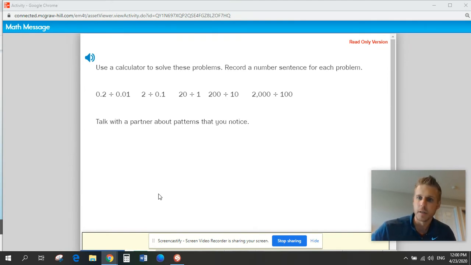We are going to be doing lesson 6.12, which is dividing by decimals. Similar to our last one, however, the focus that's going to be a little bit different is that your divisor will have a decimal number.